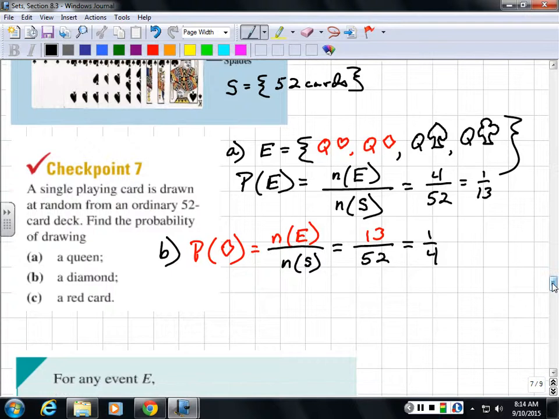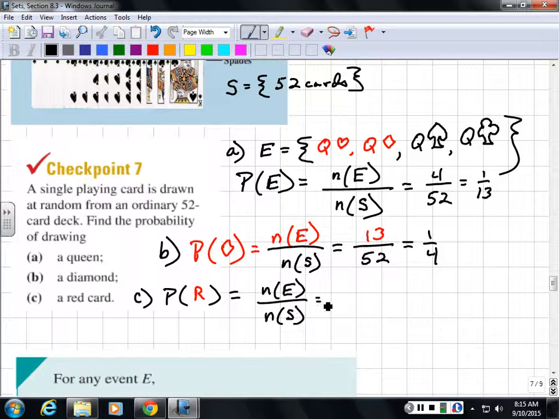Now what about the probability of drawing a red card? When we say the probability of drawing a red card in this particular instance, that means it's either a diamond or a heart. So once again, we want to look at the number in the event space divided by the number in the sample space. Since I'm talking about 26 cards total, it'll be 26 out of 52, which means that I have a 1 in 2 chance of drawing it. Or I should say I have a probability of 1 over 2.